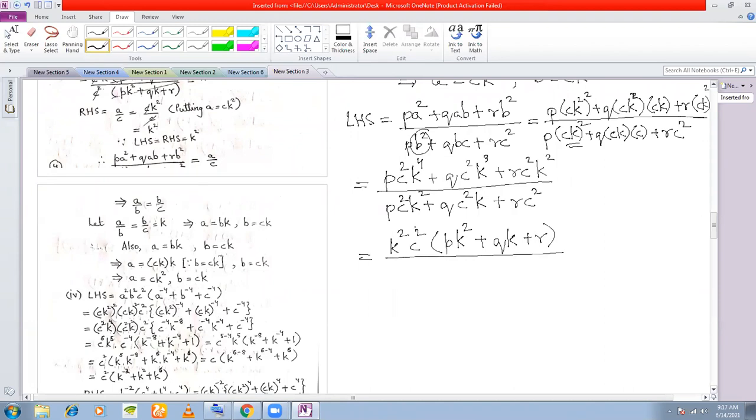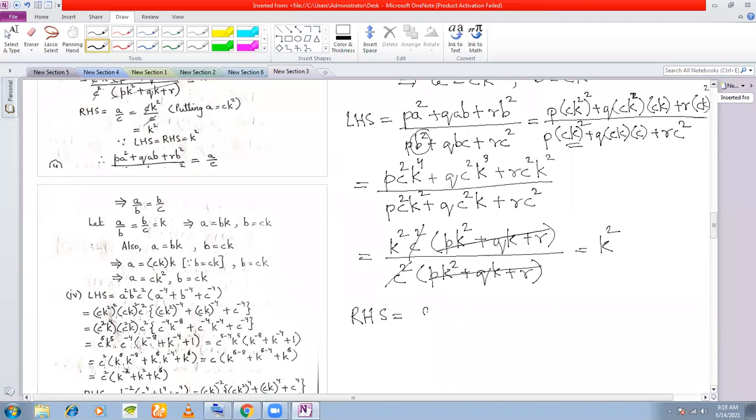In the denominator, you can take common C square and nothing else is common. So what are you left with? PK square plus QK plus R. So what you see here is that these two clearly cancel from the numerator and denominator. C square on C square also cancel. You simply get K square. The value of left hand side is K square.